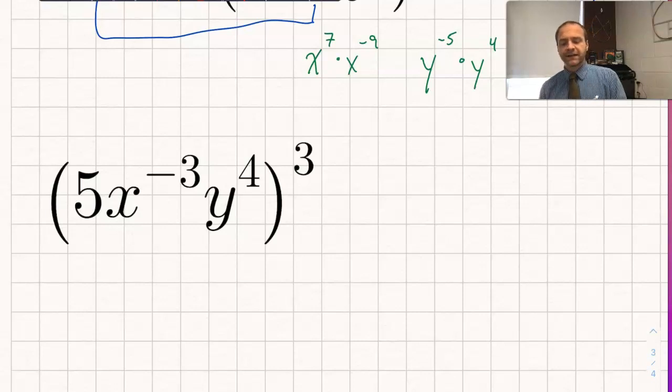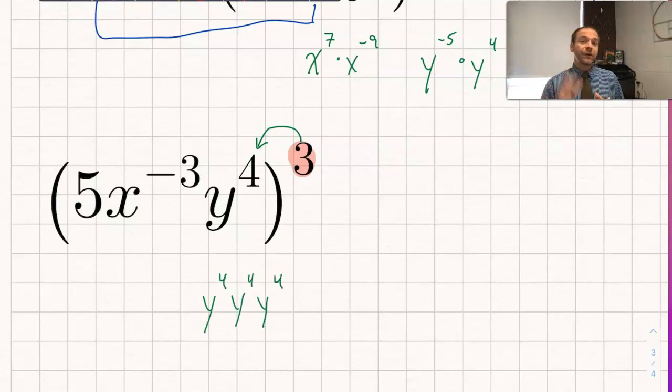When you bring in this exponent, what that means is you have 3 y to the 4ths. I have a y to the 4th, I have a y to the 4th, and I have another y to the 4th. That's what that means. I have 3 of those. So when you bring that in, you're really multiplying. I have a y to the 12th.